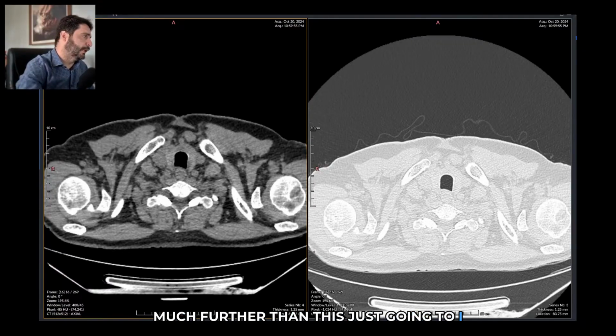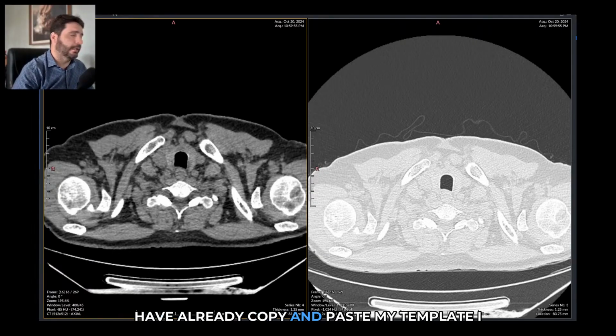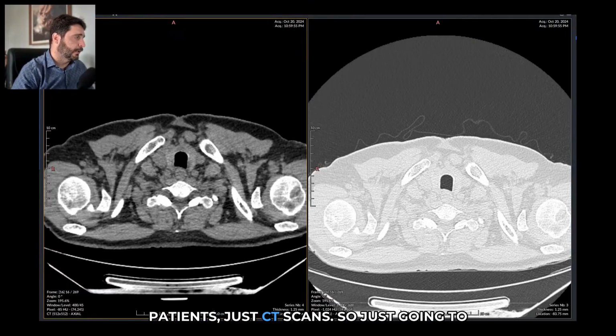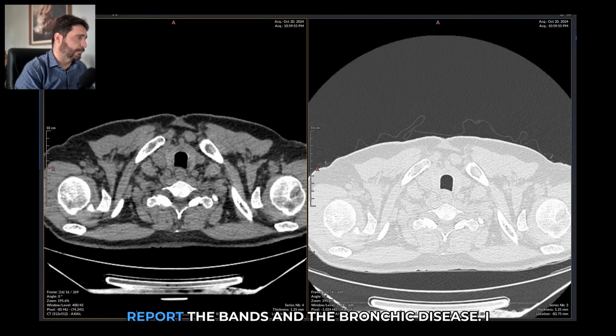I have already copy and pasted my template. I have a template for old age patients, chest CT scans. So just going to report the bands and the bronchiectasis.